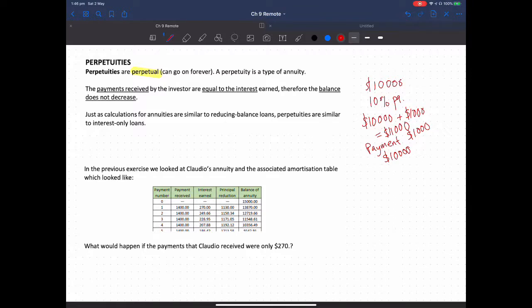Continuing on with that and repeating that year after year after year, there would be no change to the principal that you had in there. Hence, it will go on forever.